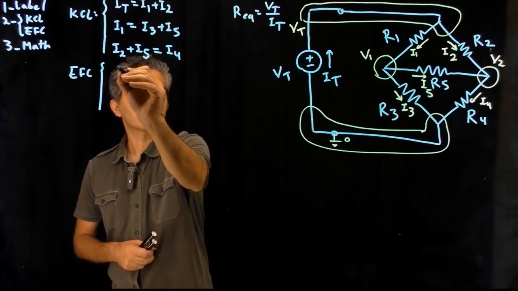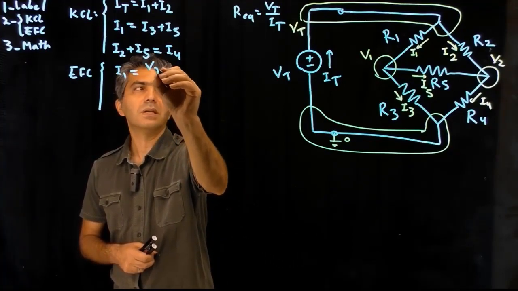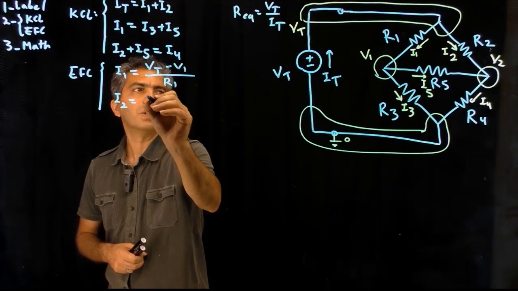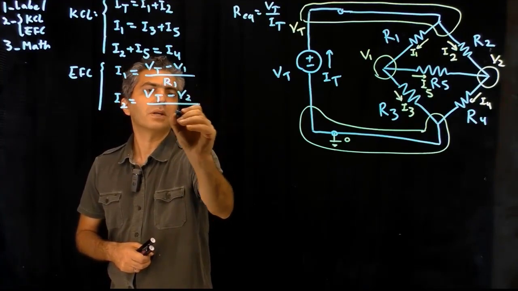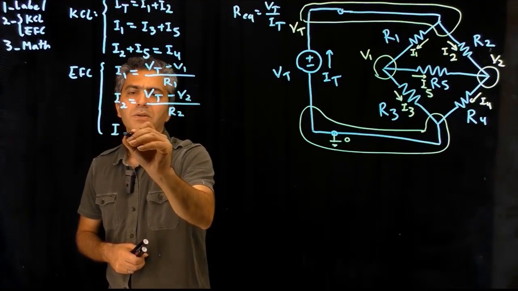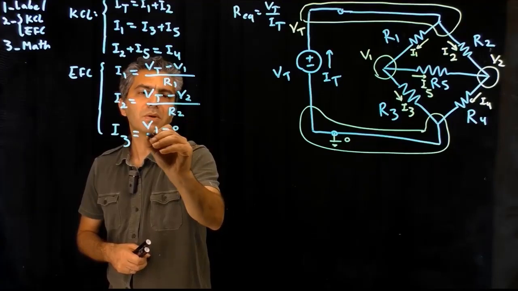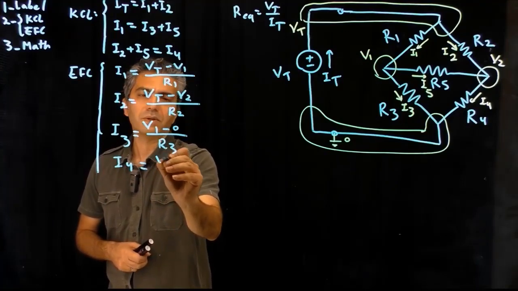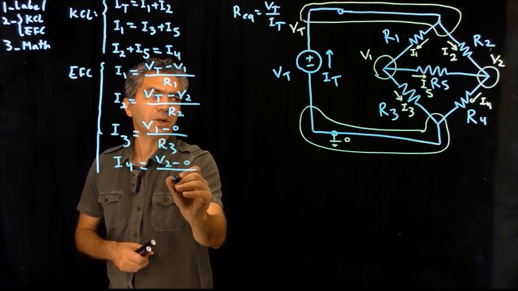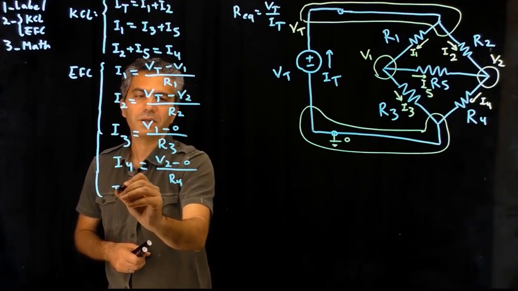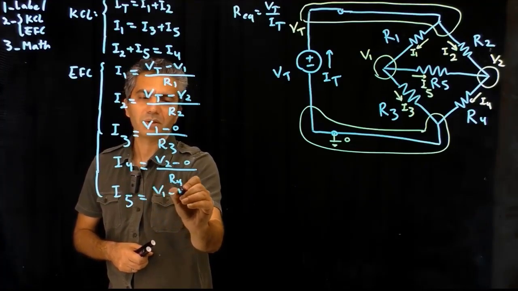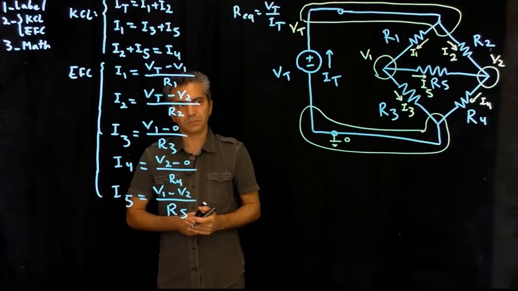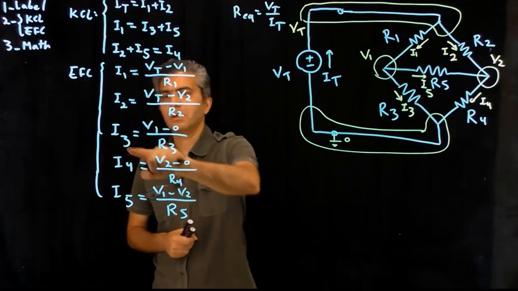They're the Ohm's laws. So I1 would be VT minus V1 divided by R1. I2 would be VT minus V2 divided by R2. I3 would be V1 minus 0 divided by R3. I4 is V2 minus 0 divided by R4. And finally, I5 is equal to V1 minus V2 divided by R5. That concludes step number 2 of our algorithm.